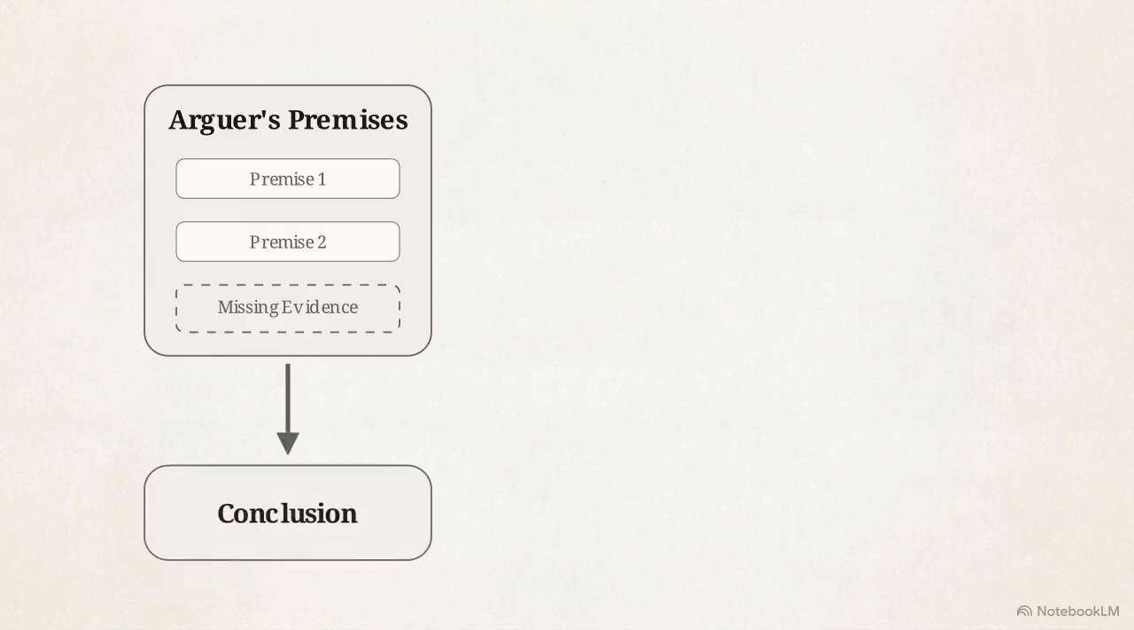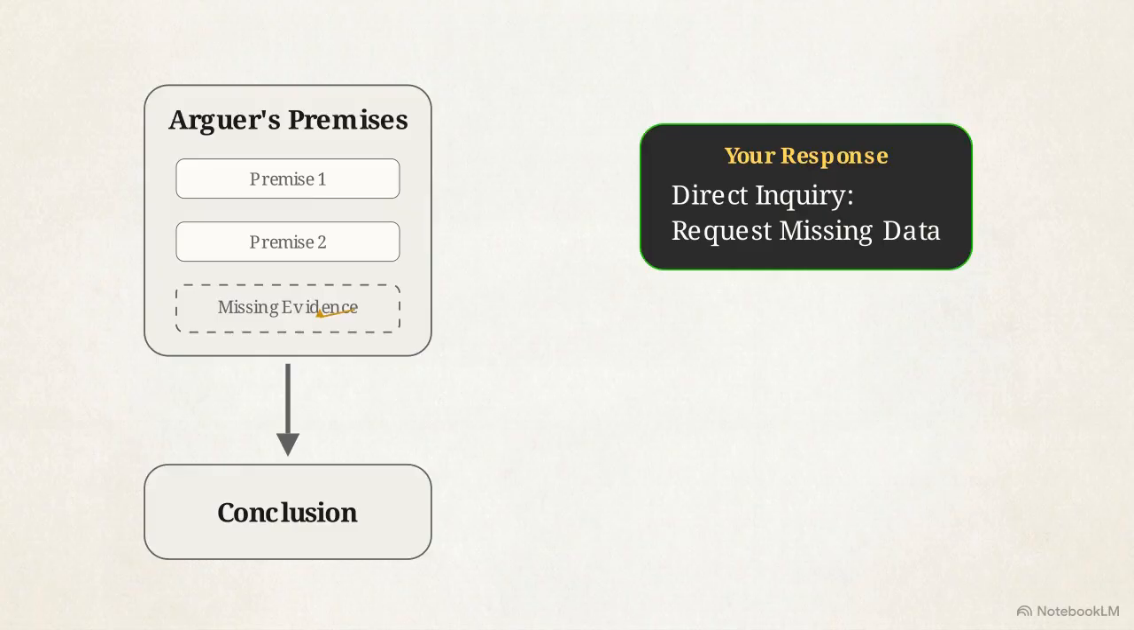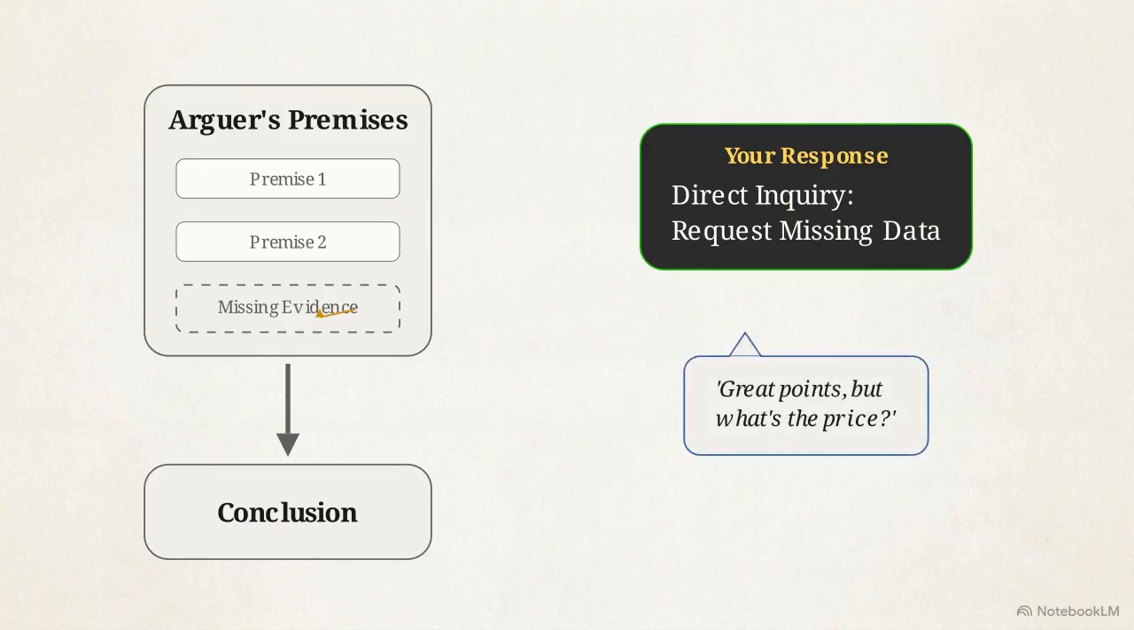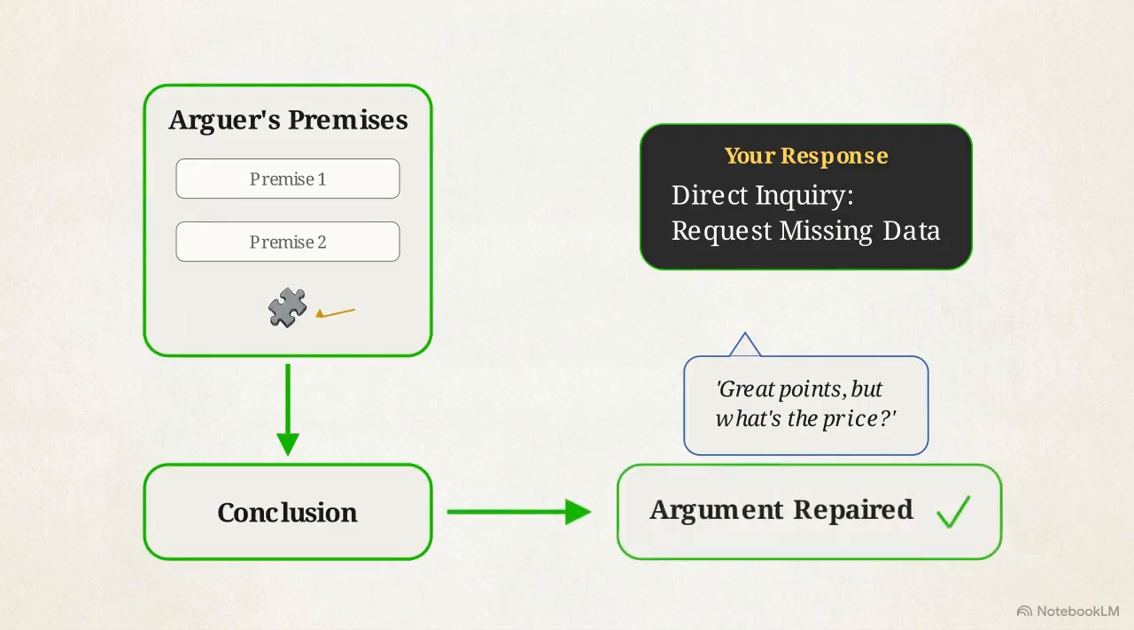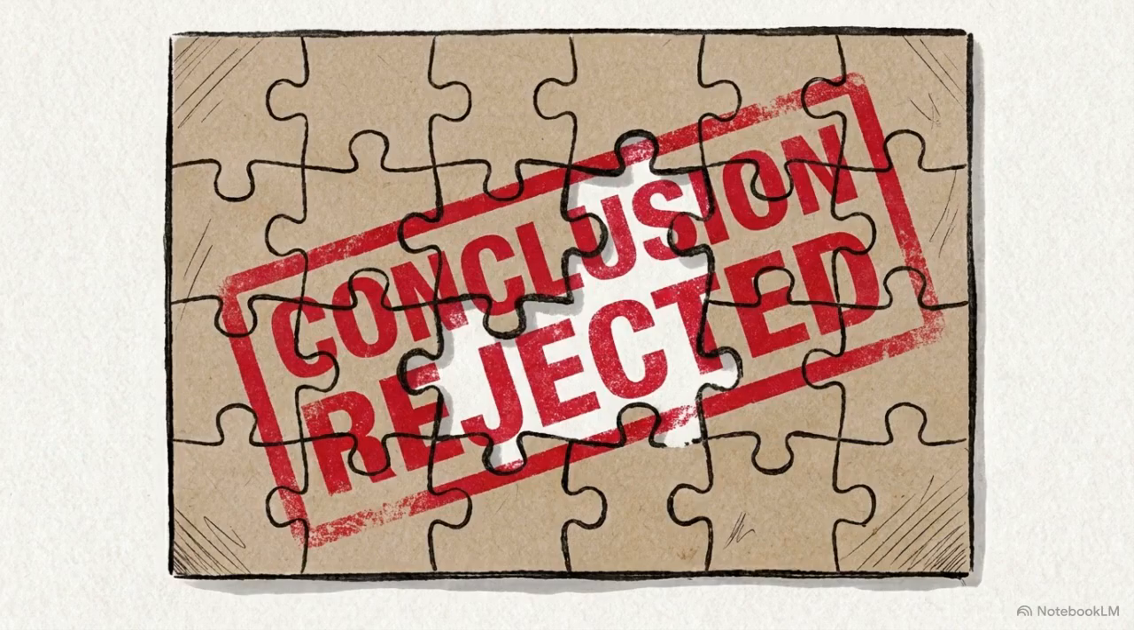Confront the omission constructively. The best method is a direct inquiry. Ask for the missing data. Great points, but what's the price? Apply the principle of charity. Assuming a careless mistake lets them easily repair their argument. Whether they omitted evidence on purpose or by accident, your stance remains the same. The conclusion cannot be accepted until that gap is filled.